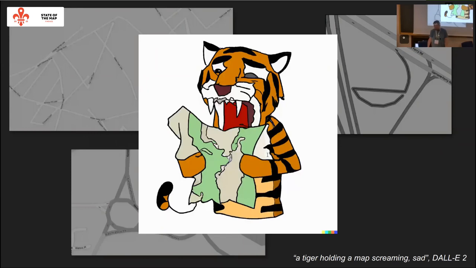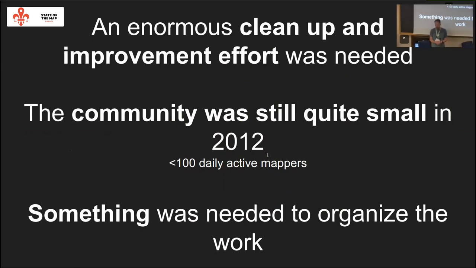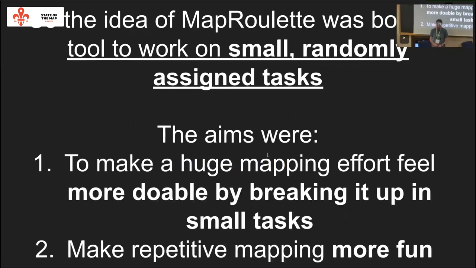So, well, we weren't too happy with that, and it needed to be fixed. So it was really quite an enormous cleanup effort that needed to be done with a fairly small community. You know, we were at fewer than 100 active mappers at the time in the United States. Back then, that was of course not very much for a country that is large and had all of a sudden tens of millions of roads that nobody had checked. So something was needed to organize that work, and that's how the idea of MapRoulette was born.